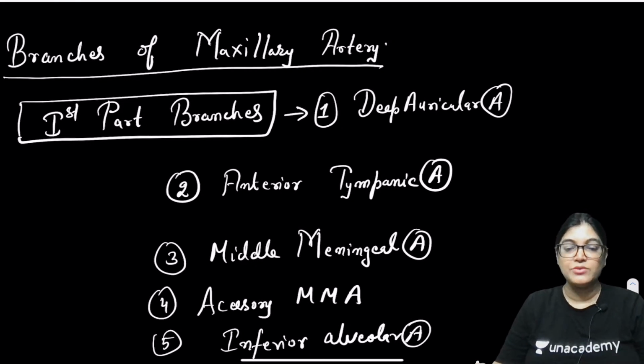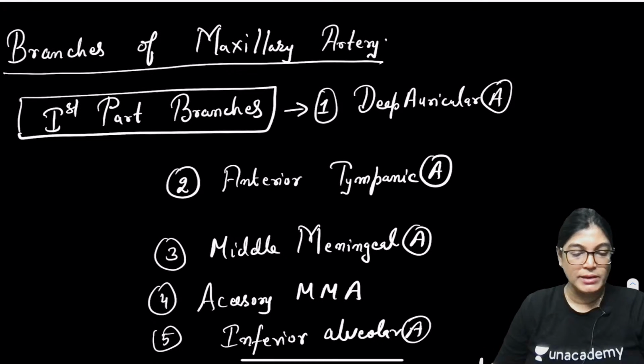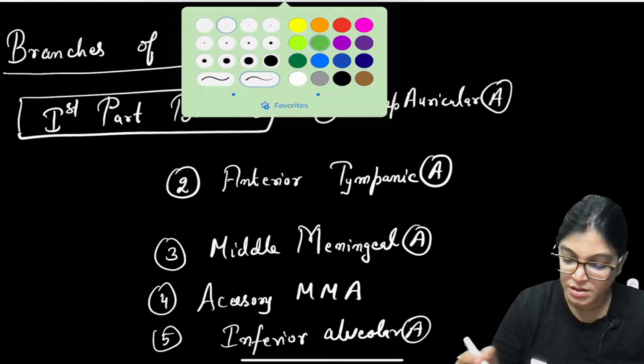Okay, these are the 5 branches of maxillary artery. So let me give you certain details about each of its components. Let me start with the deep auricular.